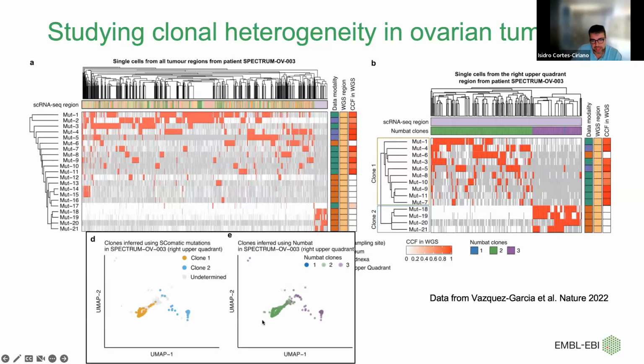And then when we map those mutations on the UMAP to show transcriptional differences, we can see that the clones estimated using SComatic align very nicely as well with the clones detected by Numbat based on copy number information.